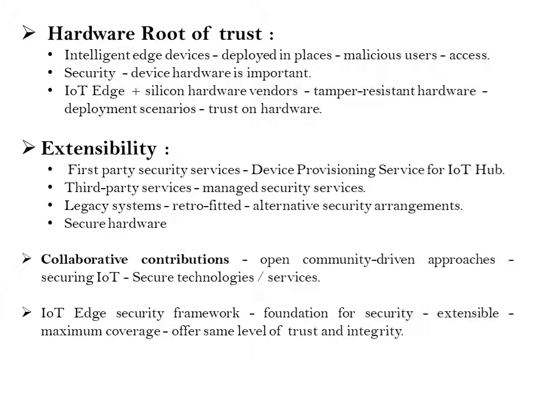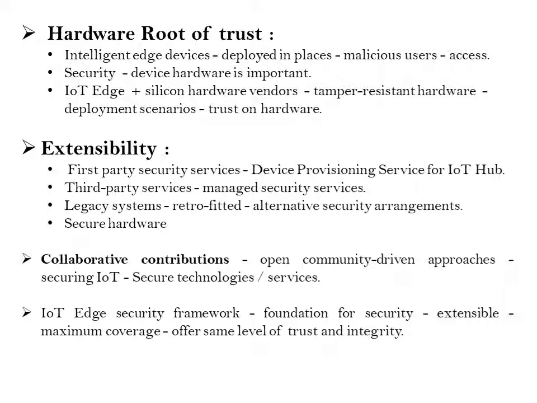Next, coming to the hardware root of trust, we know that intelligent edge devices are often deployed in places where malicious users may have access to them. Therefore, the security offered by the device hardware is important. IoT Edge works together with silicon hardware vendors to develop tamper-resistant hardware for a variety of deployment scenarios, which provides trust on the hardware. Last comes extensibility.